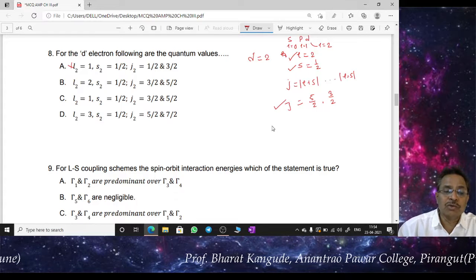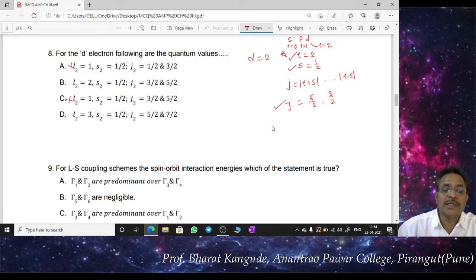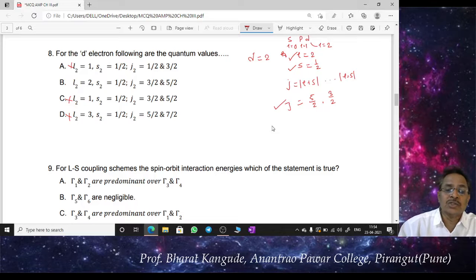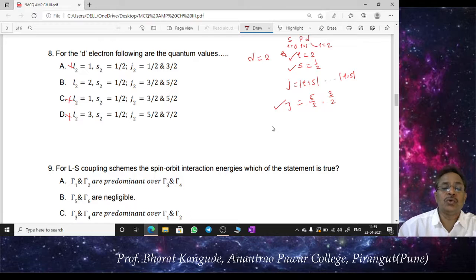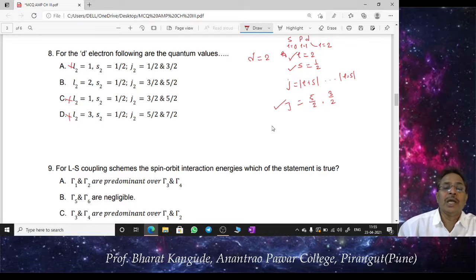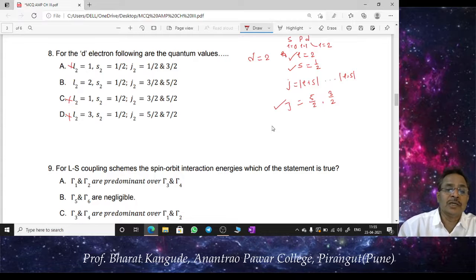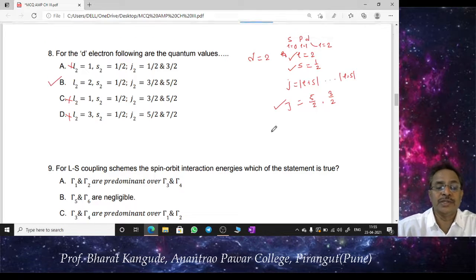Option C, L2 is equal to 1, is also not correct. Option D, L2 is equal to 3, is also not correct because it is a d electron, so L can take the value only 2. So L2 is equal to 2, S2 is equal to 1 half, and J2 is equal to 3 by 2 and 5 by 2. So naturally the correct option for question number 8 is B.